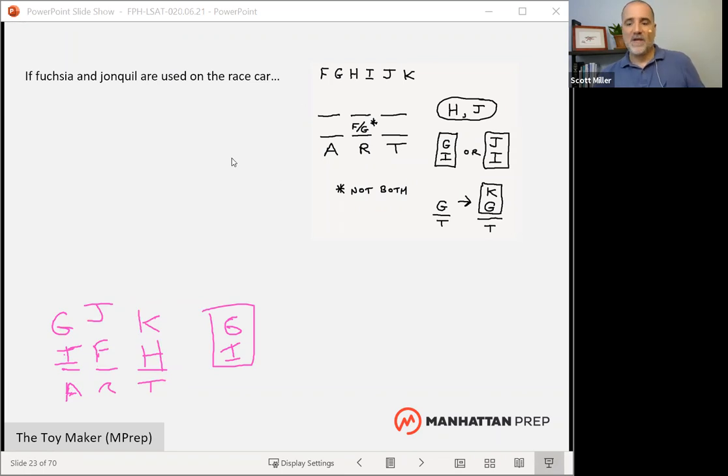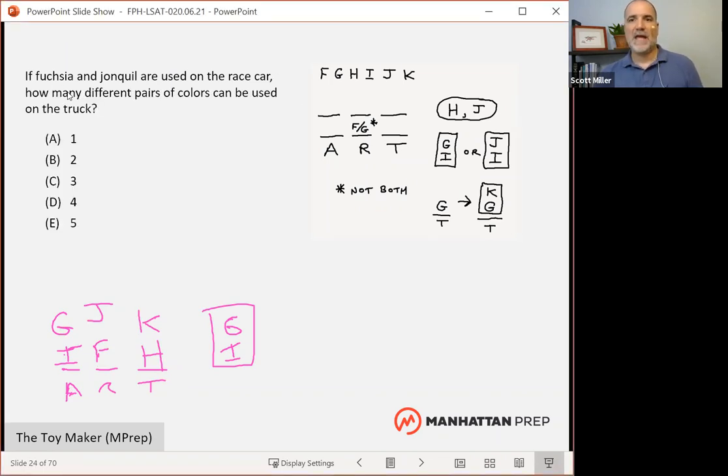So now is when we want to go back and look at the rest of the question. How many different pairs of colors can be used on the truck? Okay, so here's our truck. How many different pairs of colors? Only one, right? The truck has to have H and K. So our answer is A.